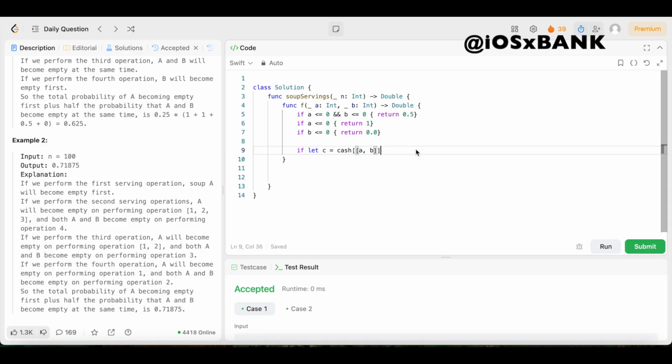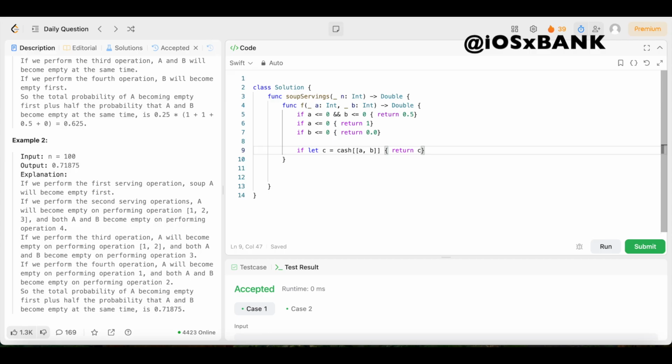Then we come outside of this, open up the brackets, and we can say return C. Boom. Now we're going to use our recursive transitions. Each of the 4 serving options is equally likely to occur with a probability of 0.25.